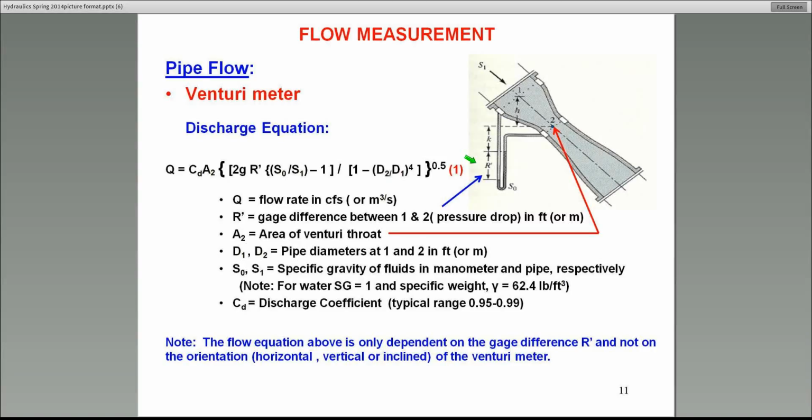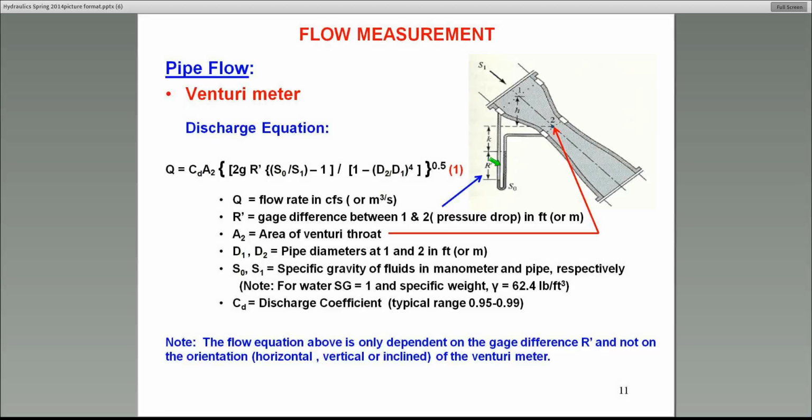In this case, that pressure head drop is given by the term in the parentheses here, R prime, the ratio of two specific gravities minus 1. The two specific gravities, S0 and S1: S0 is the specific gravity of the fluid inside the manometer, shown right there. Sorry, that one right there. And S1 is the specific gravity of the fluid going in the pipe itself, whatever it is, maybe water. Obviously you want to use a fluid that doesn't mix with water, so typically most people like to use mercury, which has a specific gravity of 13.6.